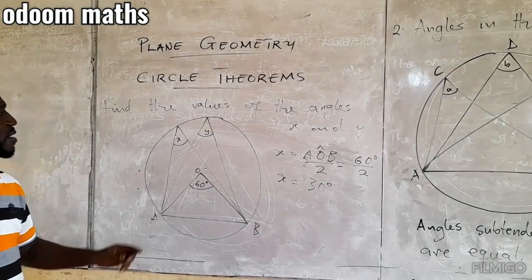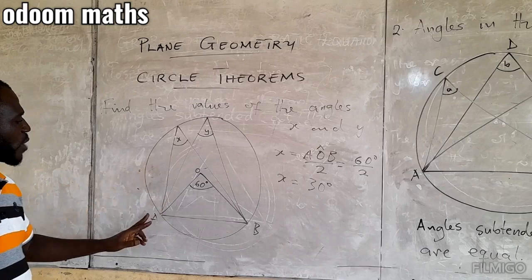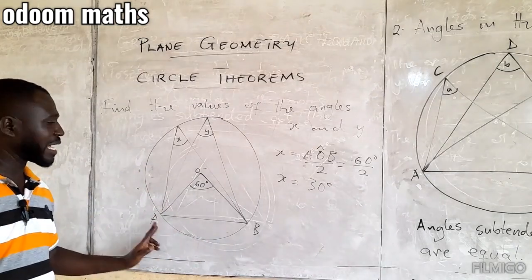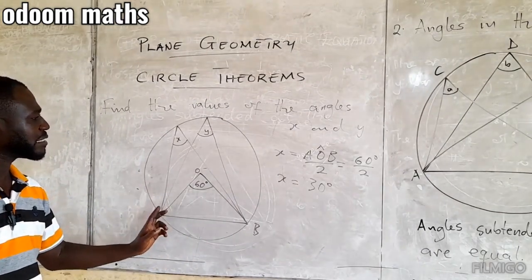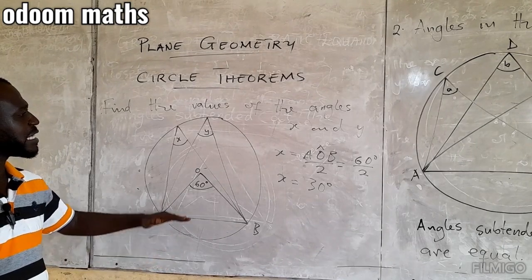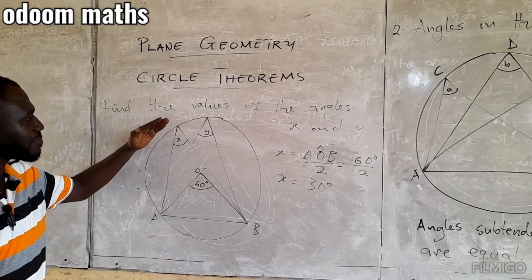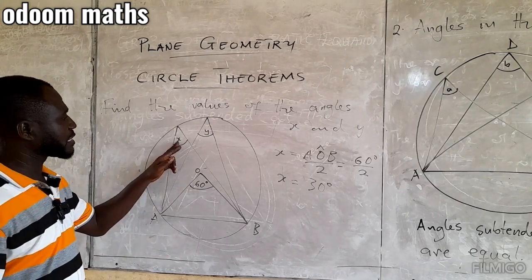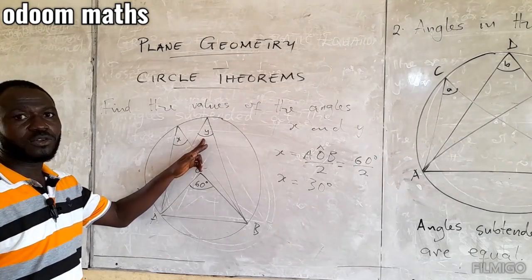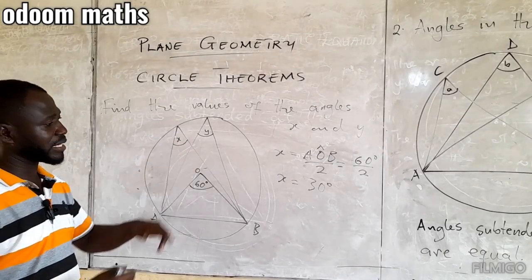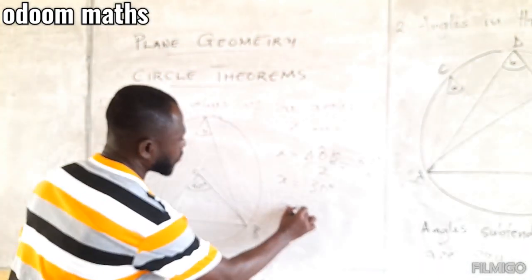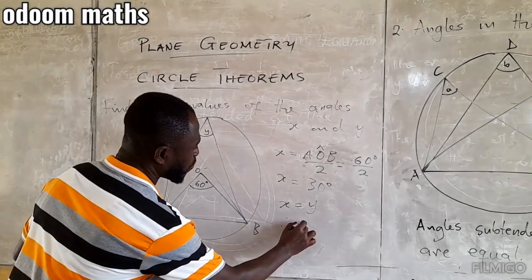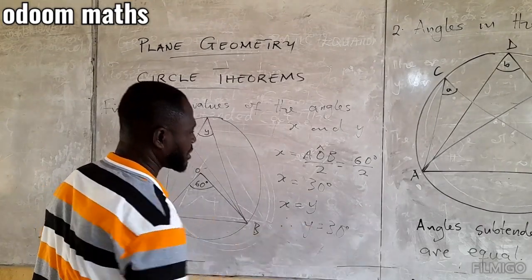Then again, to get Y, we said when a chord or an arc subtends angles in the same segment, these angles should be equal. So if X is 30, then Y is also 30 because X is equal to Y. Therefore Y is also 30 degrees.